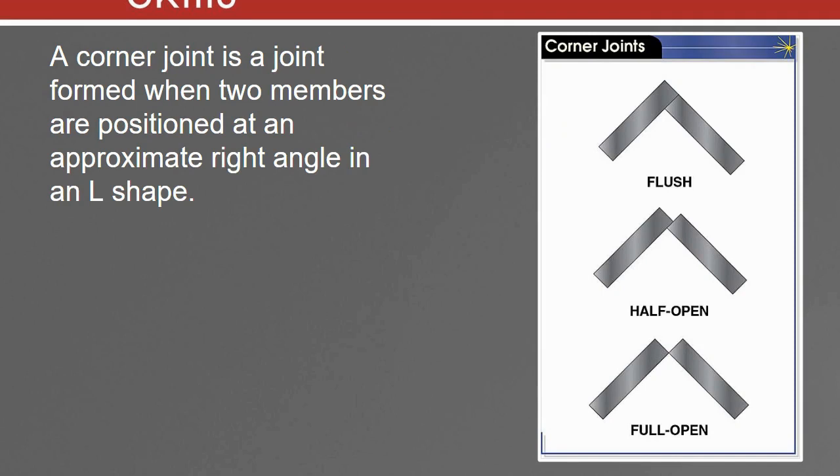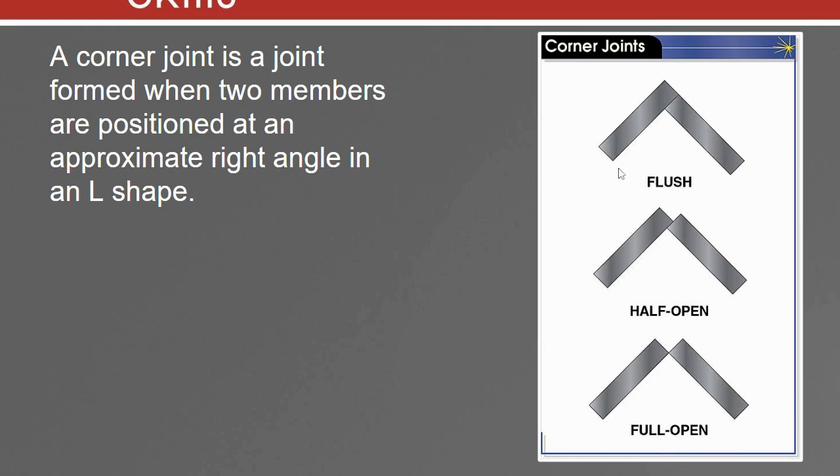A corner joint is a joint formed when 2 members are positioned at an approximate right angle in an L shape. This is very similar. This is actually a fillet weld here as well. All of these are fillet welds. Now you have 3 different ways to make corner joints. You can make a flush corner joint, a half open corner joint, or a full open corner joint.